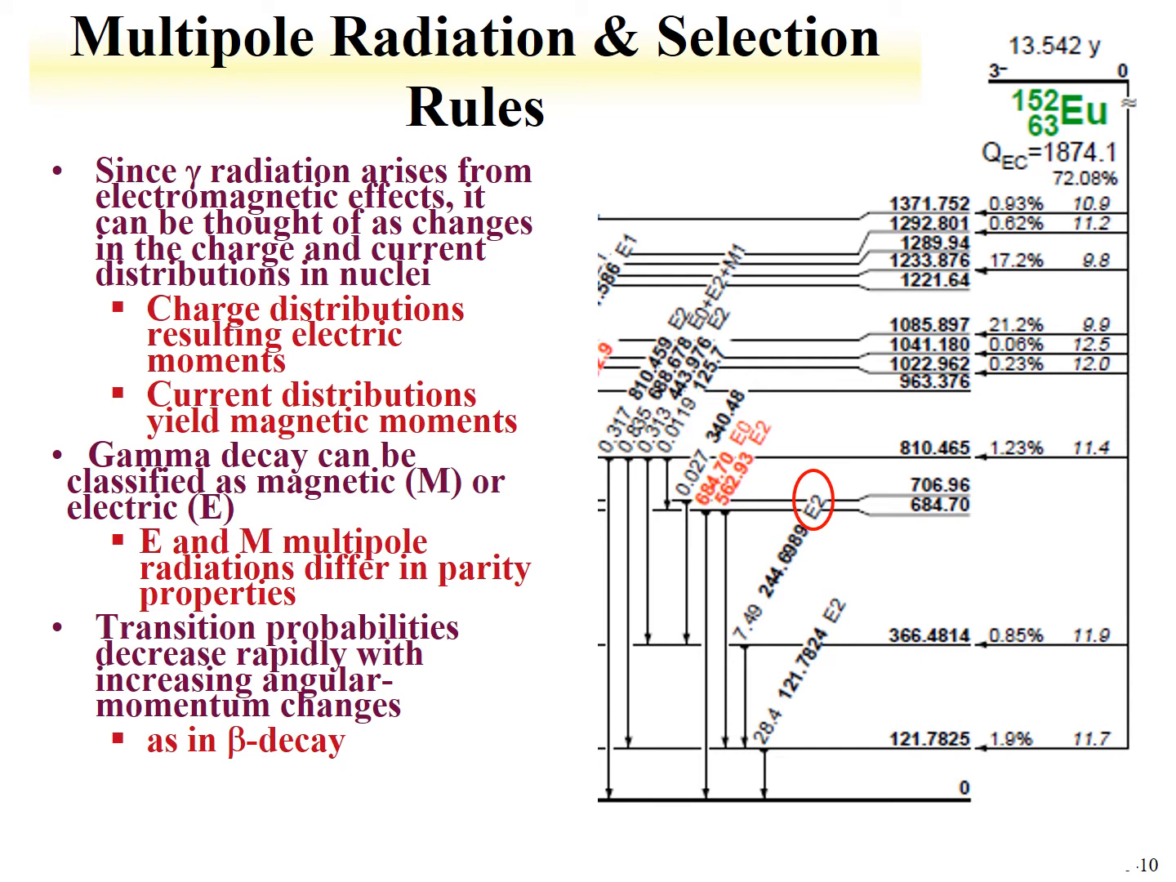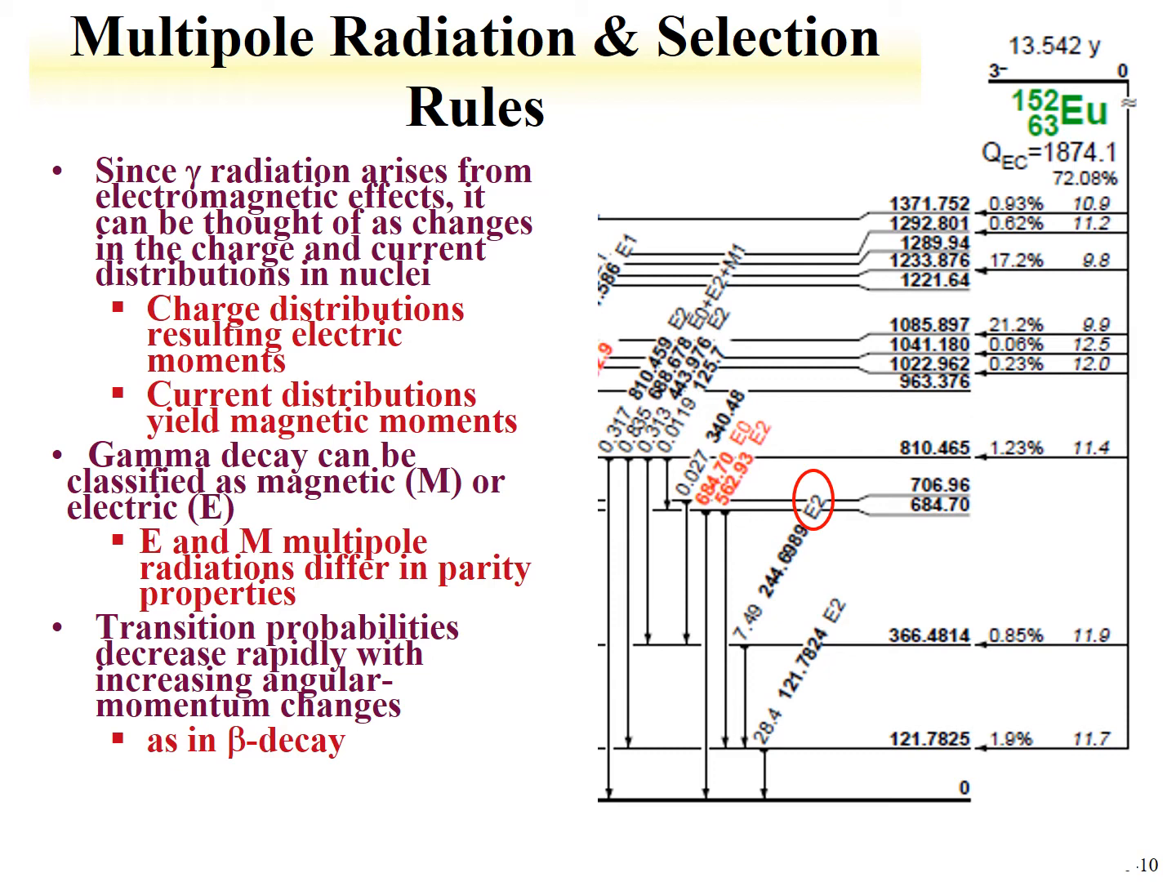And if we think about charges and currents, we can talk about these distributions in terms of electric moments if there's a change in the charge distribution, or if there's a change in current, that could be thought of as a magnetic moment. So we can describe gamma decay as either magnetic, if it results from a change in currents, or electric, if it's a change in charge. And we're going to go over some rules that talk about spin and parity related transitions and how that can be used to classify whether decay is magnetic or electric, M or E.